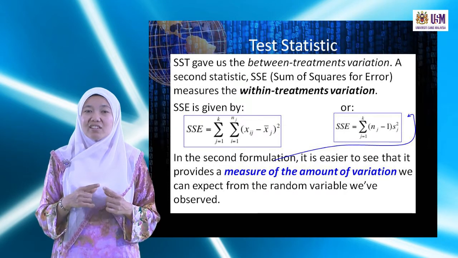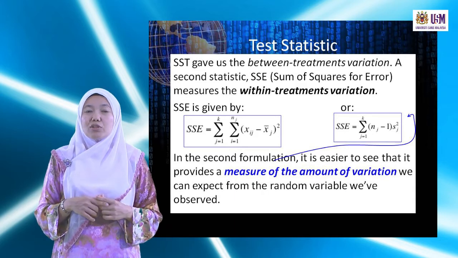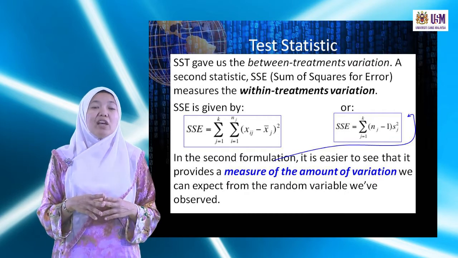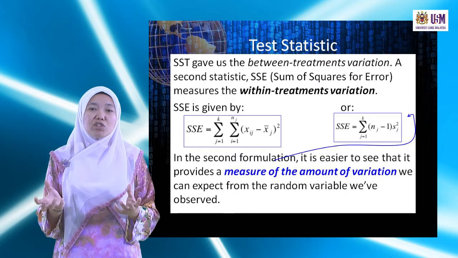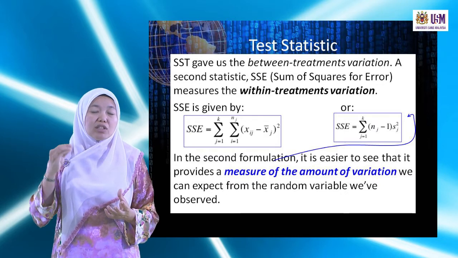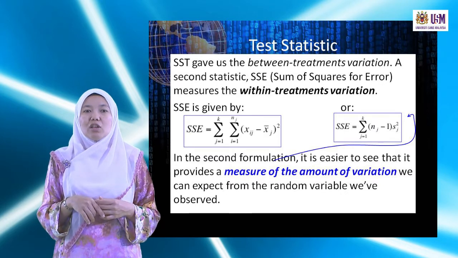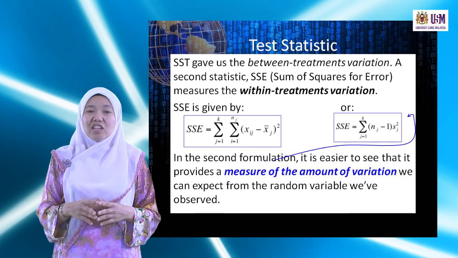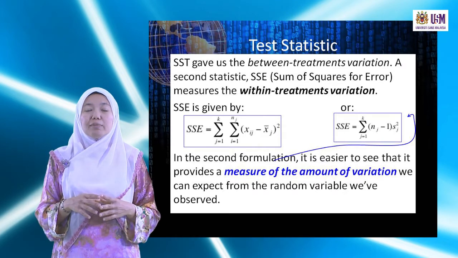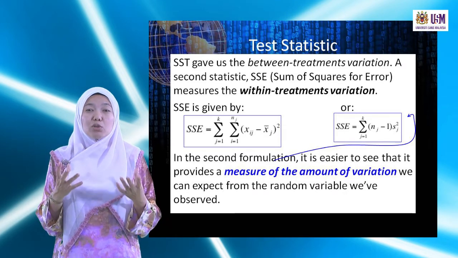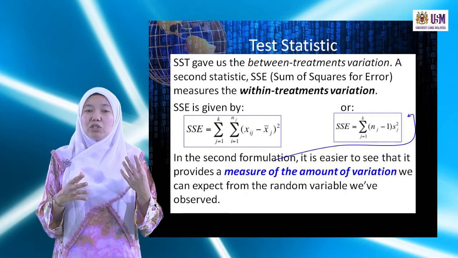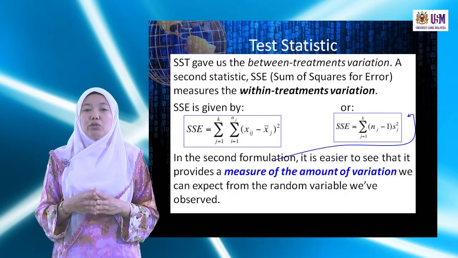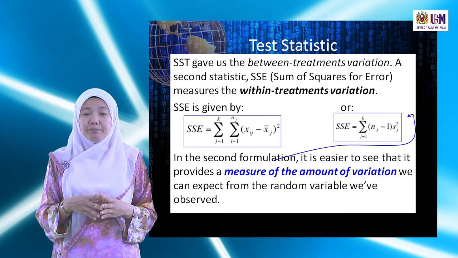Now let's look at the test statistic for ANOVA. Remember, your SST, the sum of squares for treatment or sum of squares for groups, gives you the between treatments variation. Treatment refers to groups. A second statistic, the second row in the ANOVA table, is known as SSE, sum of squares for error, which measures the within treatment variation or within group variation. So let's look back at the formula for SSE.